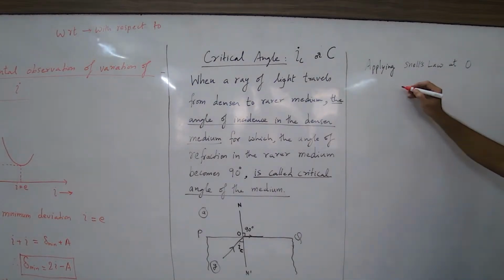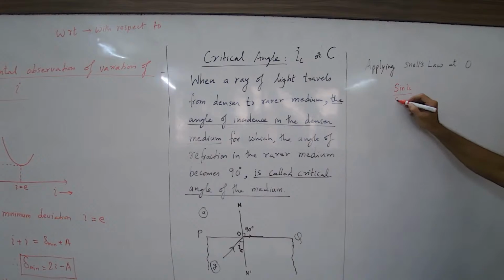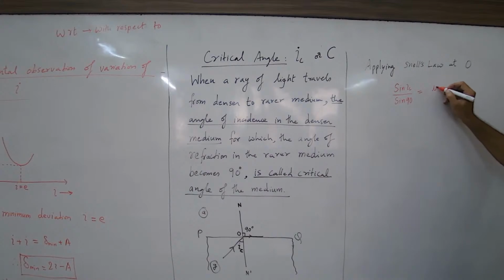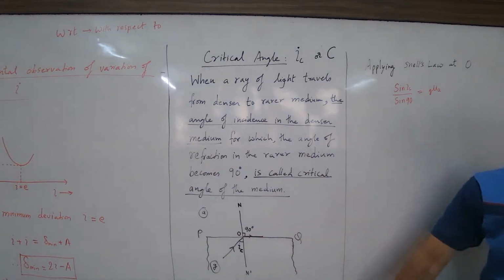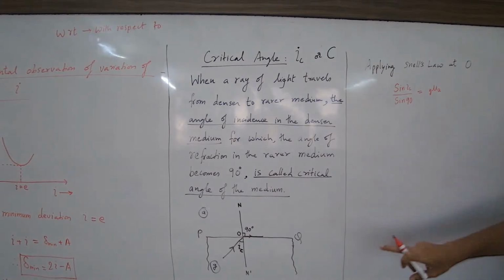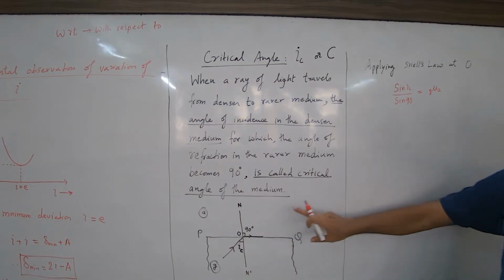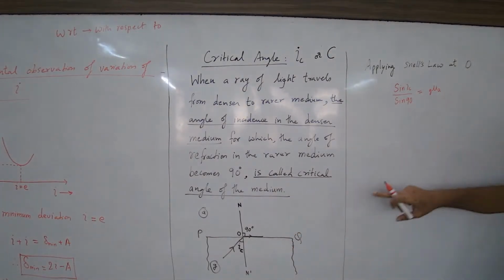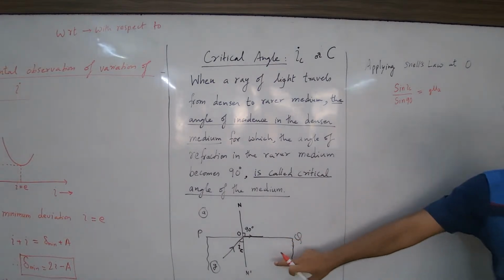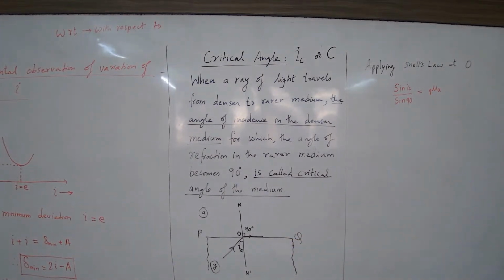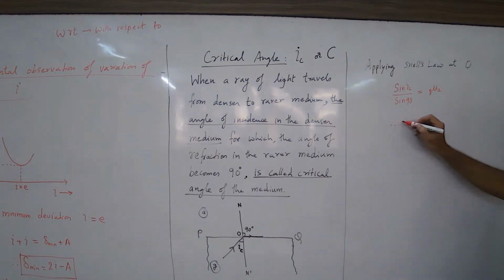Applying Snell's law at O, what is sine of Ic upon sine of 90? Okay, this is equal to air with respect to glass, correct? When we apply Snell's law at O, sine of Ic, what is the angle of incidence? Ic upon sine of refraction should be equal to refractive index of the second medium, that is air, with respect to first medium, which is glass. This is clear?